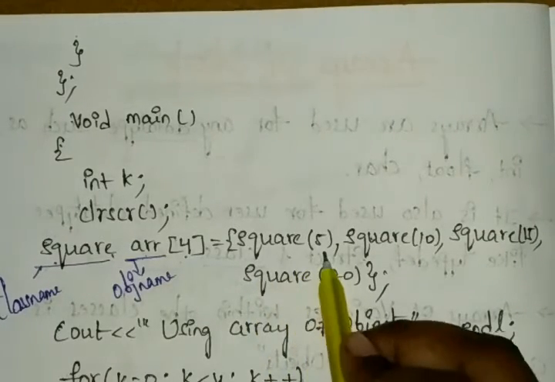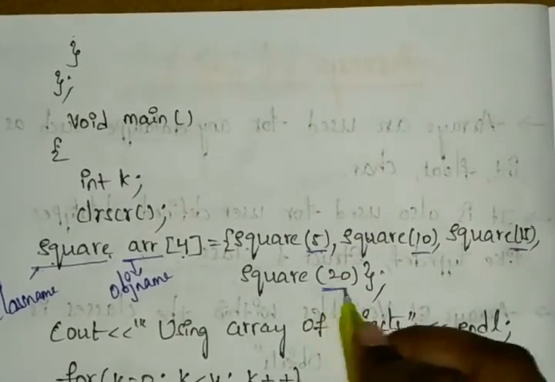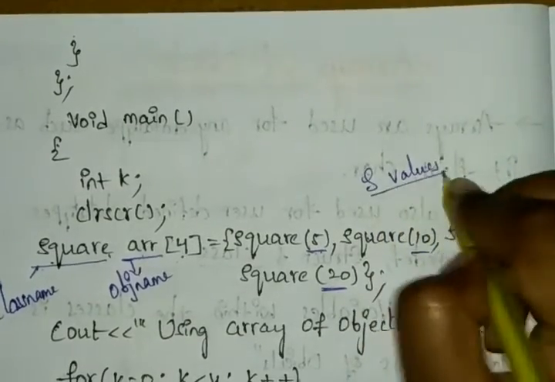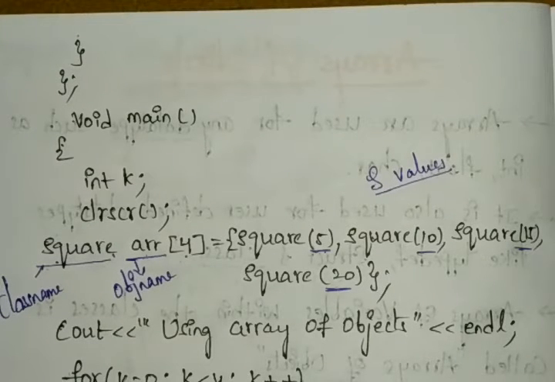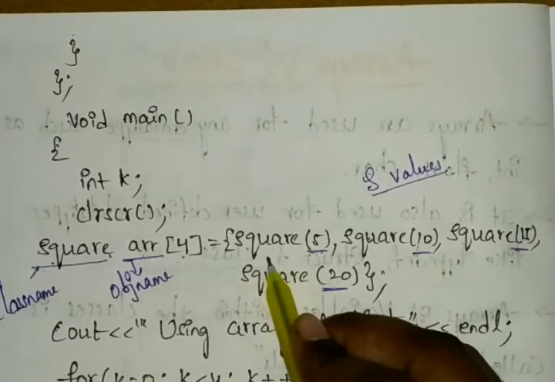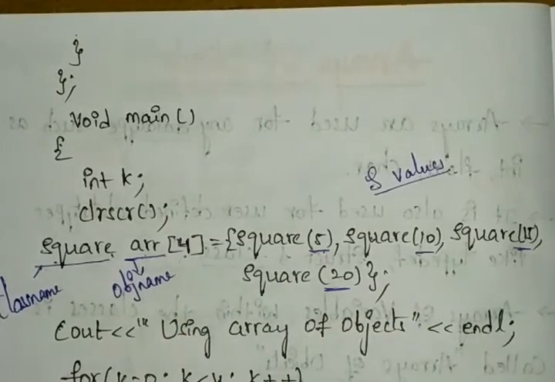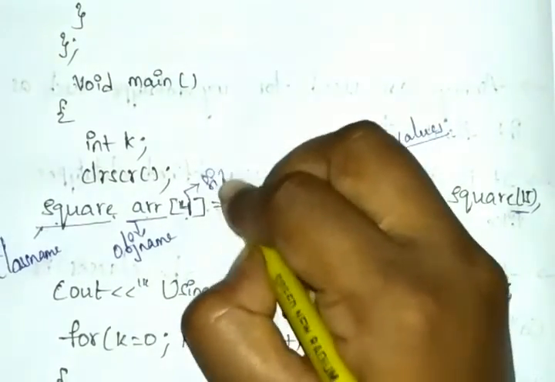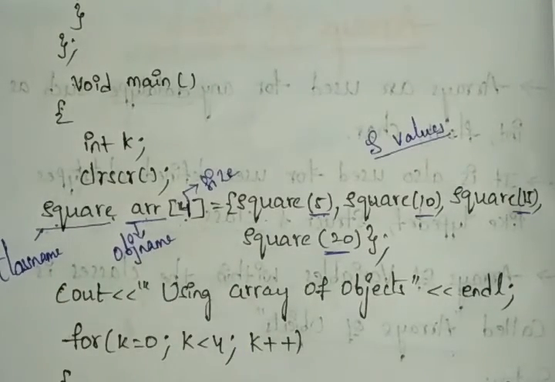So here Square 5, one value. These 5, 10, 15, 20 are our s values. Whatever we are defining, 5, 10, 15, 20, these are our s values. We can check here clearly. Square, here we took 4, right? So that's why I'm writing the 4 values. After the completion of that, you can see this is the size, already we gave the size. So now we have completed the array creation by using the objects, right?